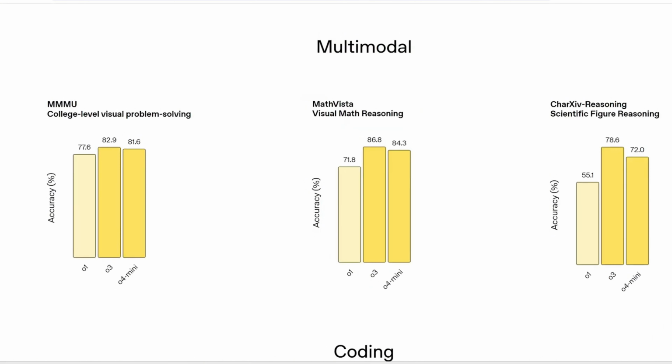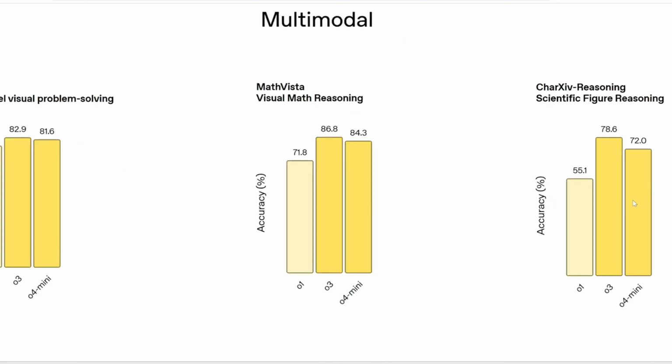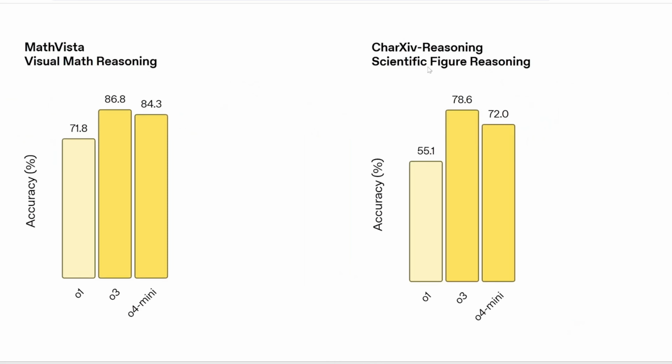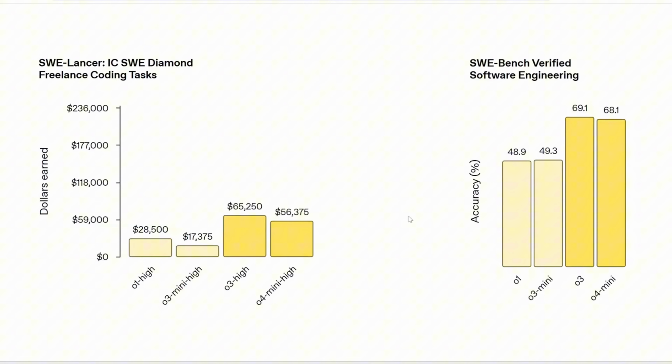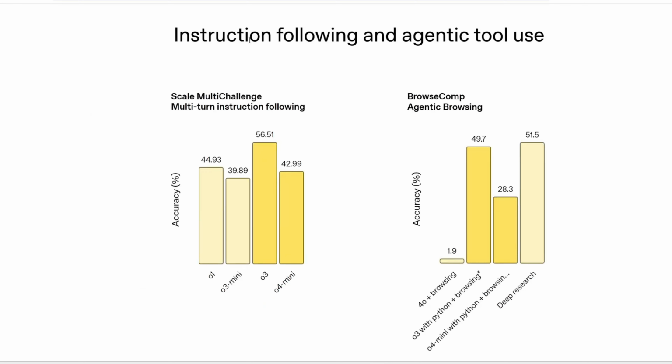And then here are some benchmark scores for visual reasoning and problem solving. Specifically in terms of analyzing scientific figures, both o3 and o4-mini show a huge improvement by around 20% compared with o1. In terms of software engineering, here is SWE-bench, and again a huge improvement by around 20% for both models compared with o1 and o3-mini. Here are some benchmarks for instruction following and agentic tool use, and again huge improvements over the predecessors.